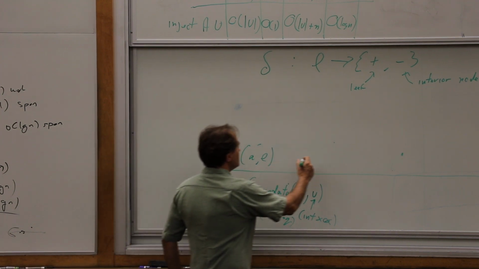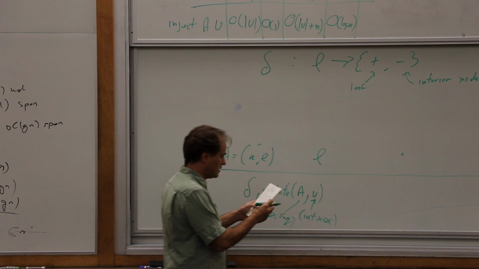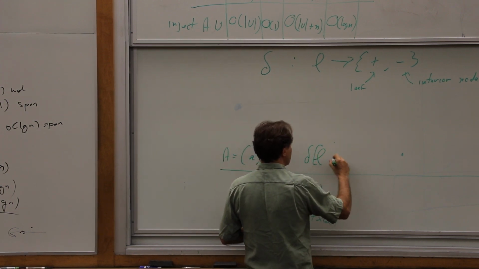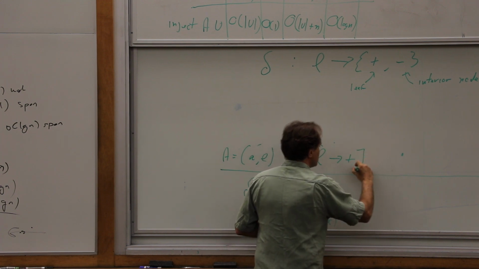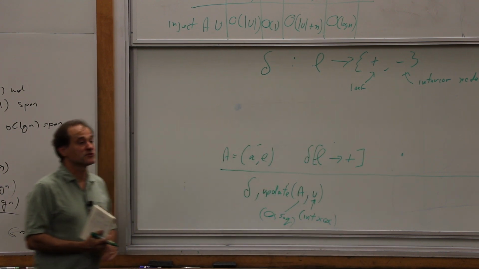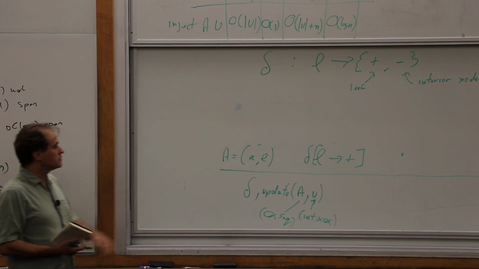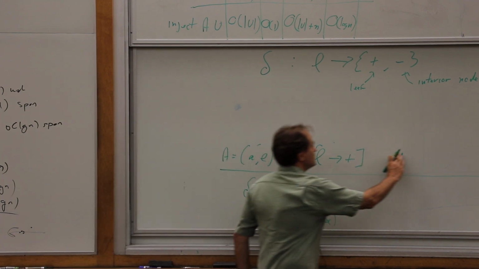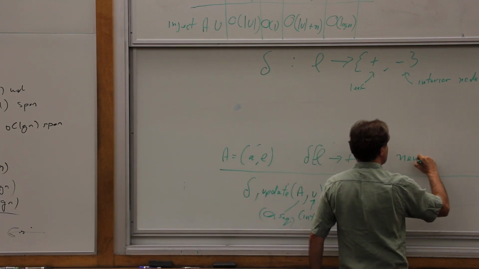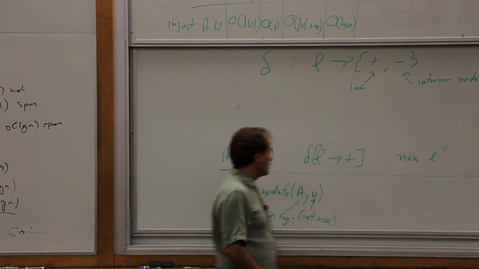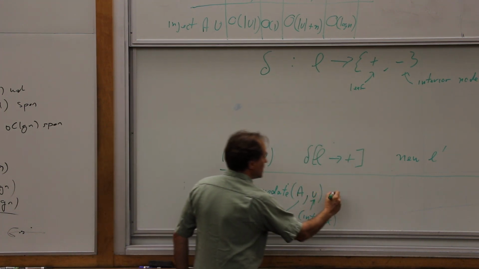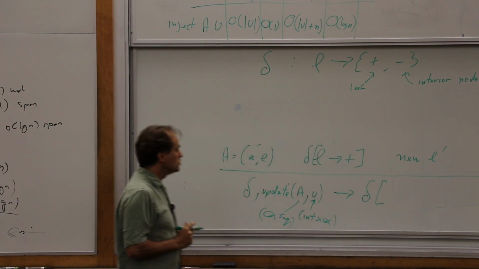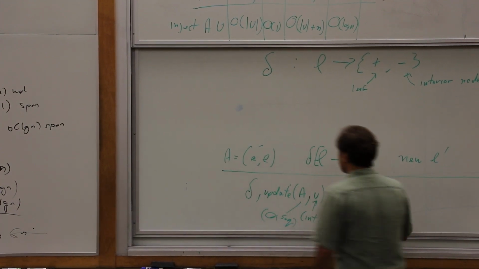And then what we do is we look at this label and we ask, what does it map to? So we say, if the label maps to plus, we're going to have a separate rule for the case it maps to minus. So if it's a leaf, so this is an A and the label maps to a plus, what we do is we generate a new label. And what this will now map to is a new store.